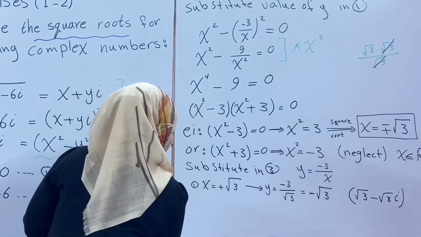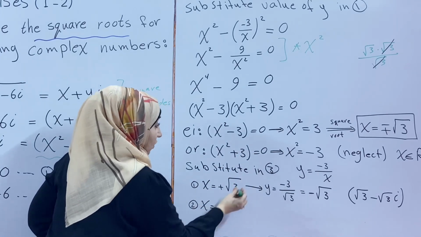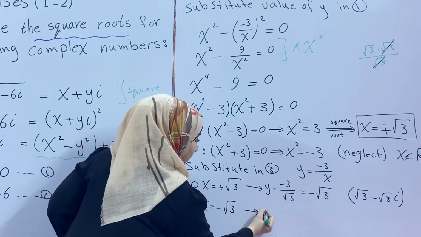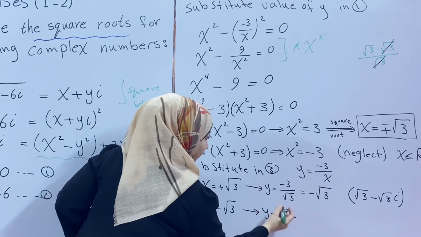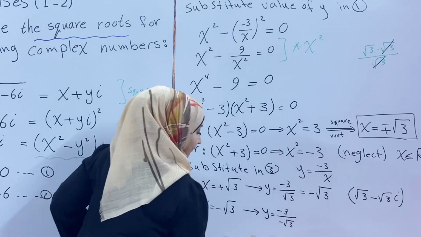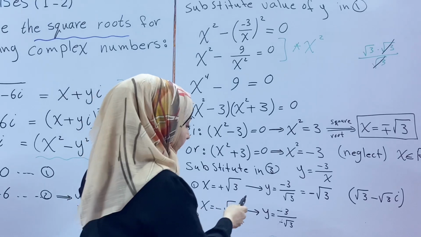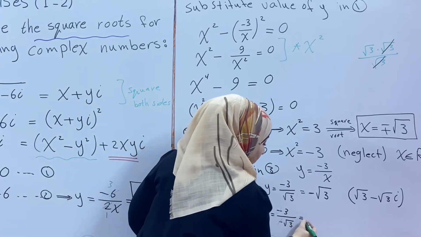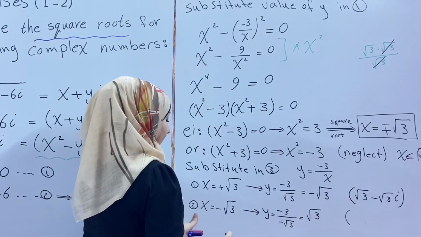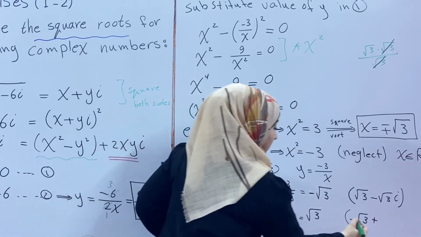And the second root, when we take the second value of x, when x equals negative square root of 3, that means y will be negative 3 on x. Here x is negative square root of 3. That means the negative on negative equals positive, and 3 divided on square root of 3 equals square root of 3. So the second root is when x is negative square root of 3, y will be positive square root of 3.